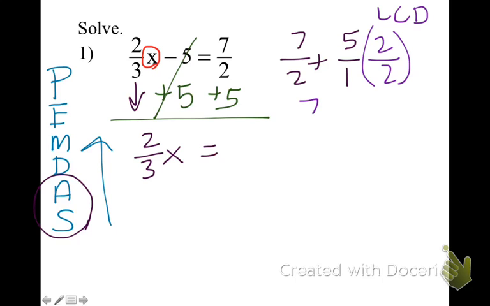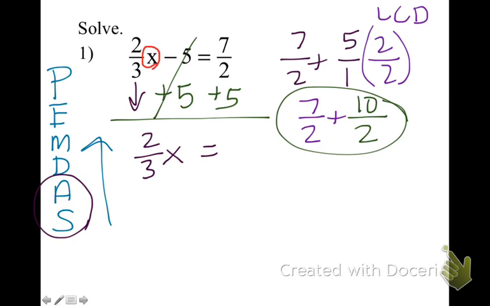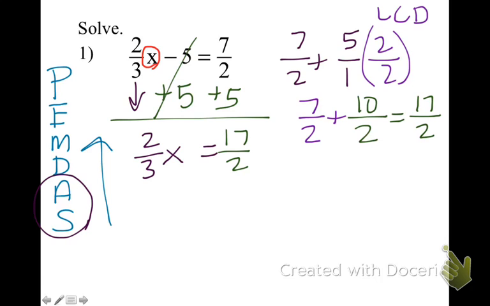So now I have 7/2, that hasn't changed, plus, now 5 times 2 is 10, over 2. Now I can add my fractions together. That will give me 17 over 2. So now I have 17 over 2. Now, I've undone my addition and subtraction, so that's done. Now I need to focus on my multiplication and division. So right now I have 2/3 times x is equal to 17 over 2.